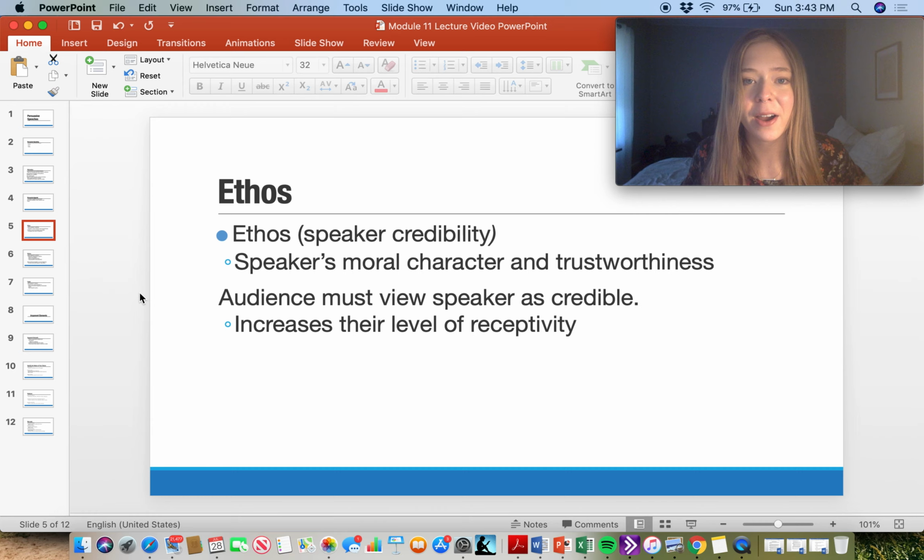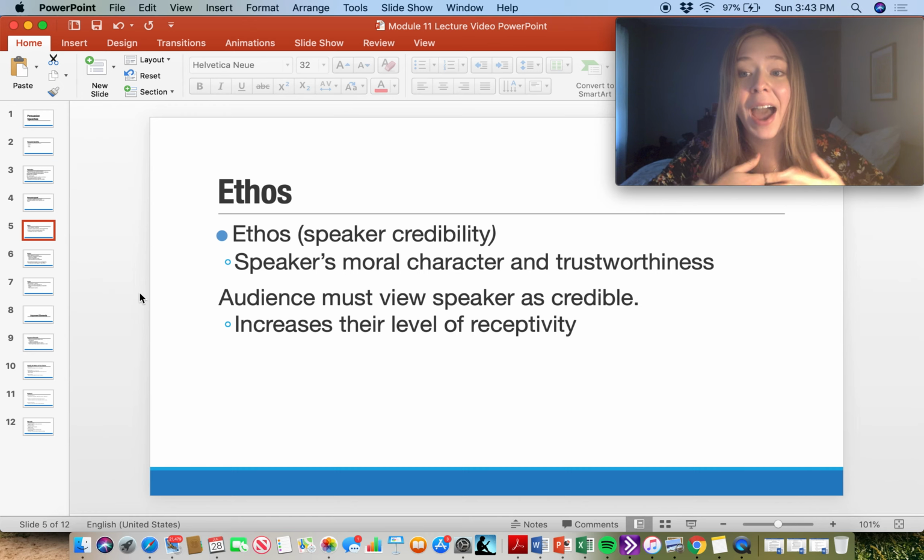But obviously, I already talked about how ethos and you as a speaker, your credibility is important, especially important when giving a persuasive speech, because we want to trust you as a speaker. We want to think you have upstanding moral character, that you are trustworthy, that you have our best interests in mind as an audience. And so I think about politicians a lot. If a politician does not seem like they have an upstanding moral character or they're trustworthy, we're far less likely to be persuaded by what they have to say. So we must view the speaker as credible, and that increases the audience's level of receptivity.